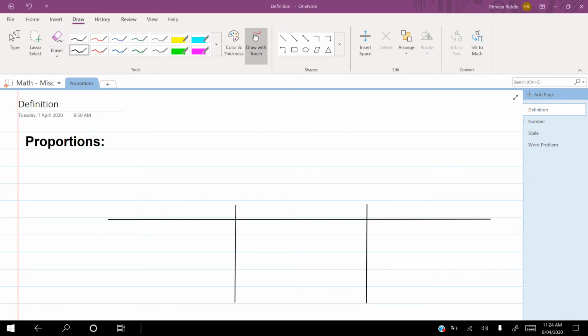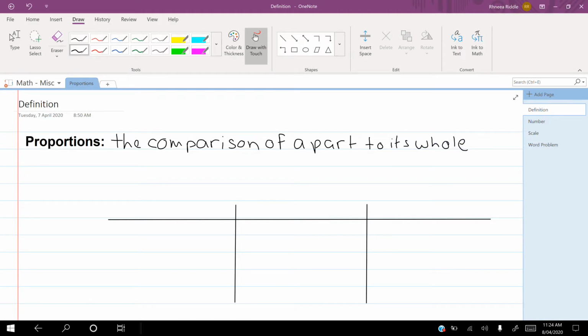Today we are going to be learning about proportions. So our first step to learning about proportions is to recall the definition of it. Proportions are the comparison of a part to its whole. So when using a proportion, you can see the part to its whole.